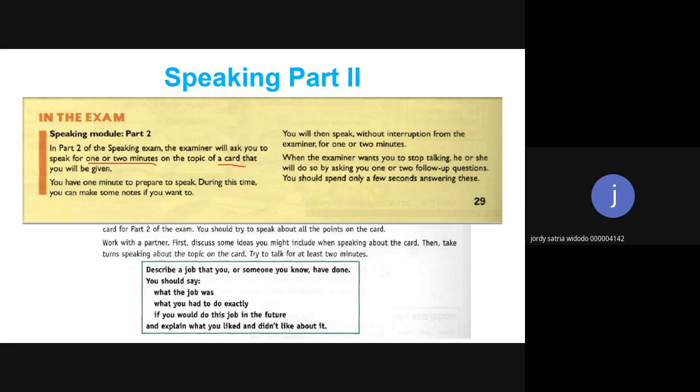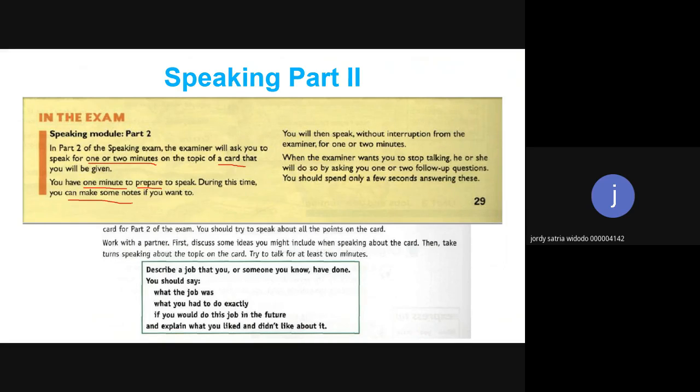Now, in the future, in the real test, you will be given a card by the examiner. Then you have 1 minute to prepare. To prepare means you can take notes. You can make some notes here.